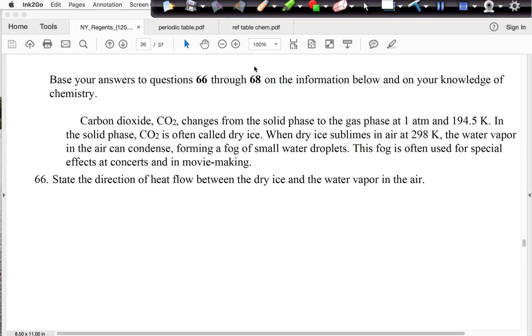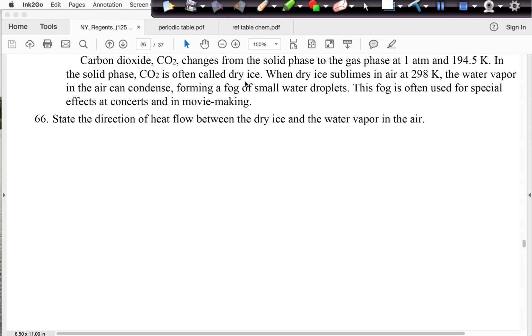Again, look at this, 66 to 68 are all based on the same information. So once again, make sure that you are looking back at the reading for 66, 67, and 68. It says carbon dioxide changes from the solid phase to the gas phase at 1 atmosphere and 194.5 Kelvin. In the solid phase, CO2 is often called dry ice. When dry ice sublimes in air at 298 Kelvin, the water vapor in the air can condense, forming a fog of small water droplets. This fog is often used for special effects at concerts and in movie making.